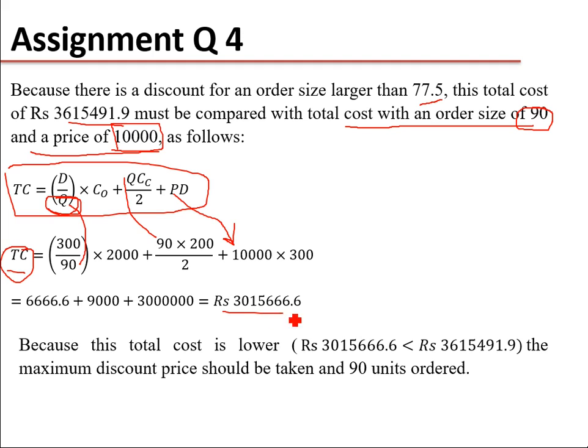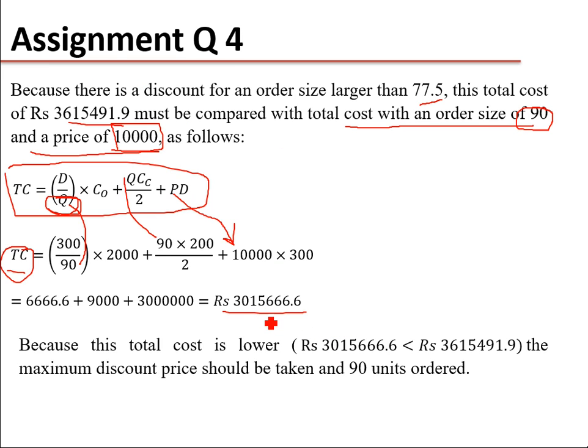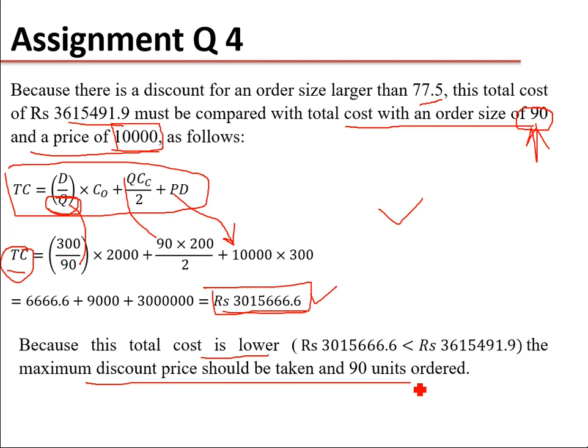The total cost comes out to be 30 lakh. So earlier it came out to be 36 lakh. Now it comes out to be 30 lakh. So it is good to go for 90 as the number of units in an order. So we put 90 computers in a single order to get the price discount, because the total cost comes out to be very low. So because this total cost is lower, the maximum discount price should be taken and 90 units put in an order. So with this the solution of the assignment is complete.